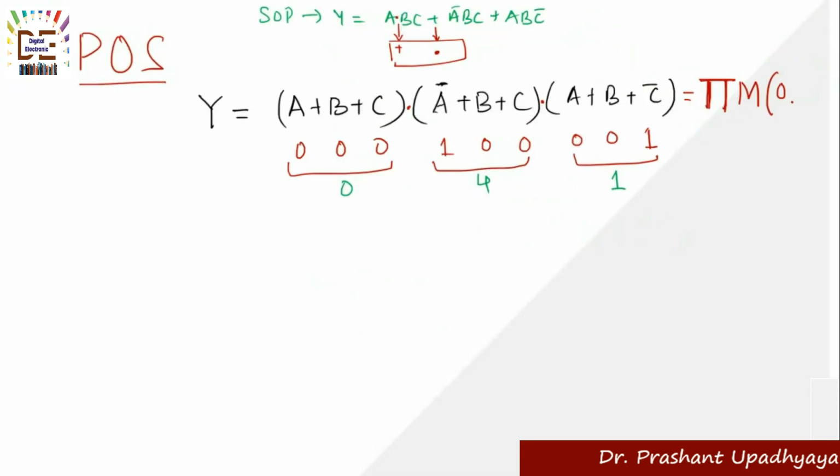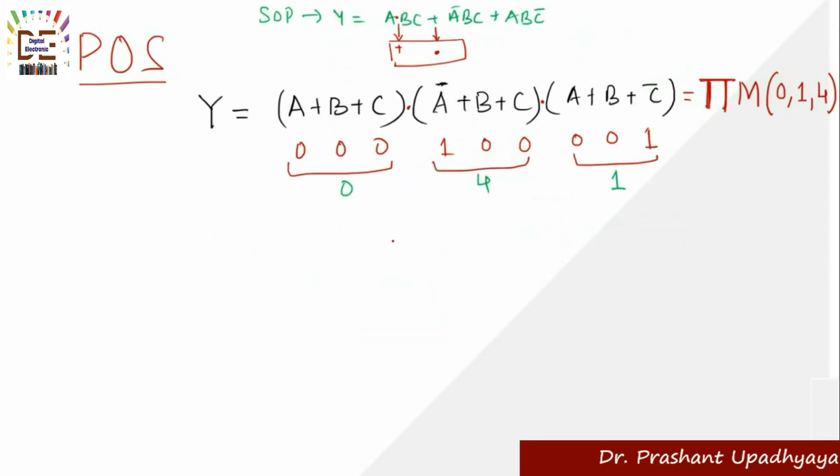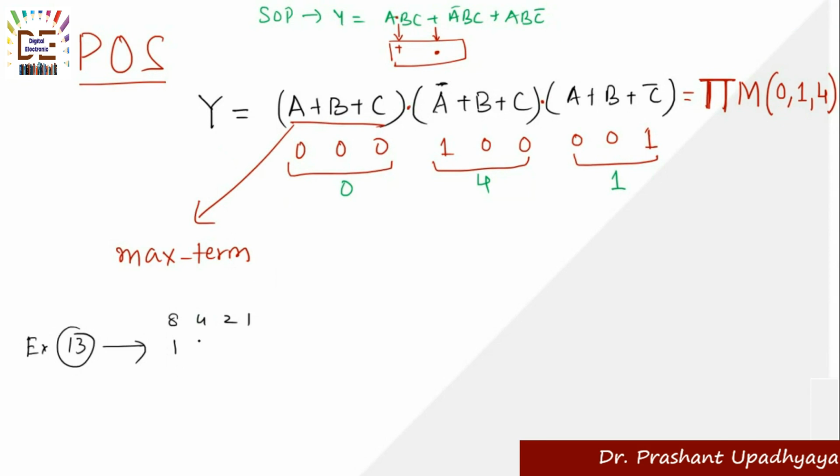And what will your expression be? Your expression will be 0, 1, 4. In the previous slide, this was known as the min term. So it will be known as your max term. I'm just correlating because you don't have to learn this by heart. If I ask you to write 13 in the POS form, what will be the answer? You know that we have to write it in the form of 8, 4, 2, 1: 1, 1, 0, 1.